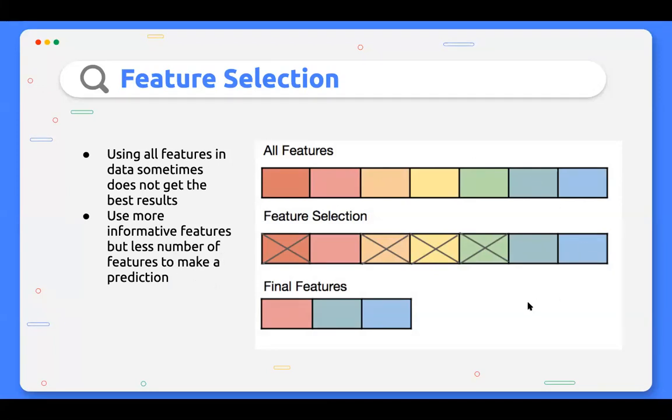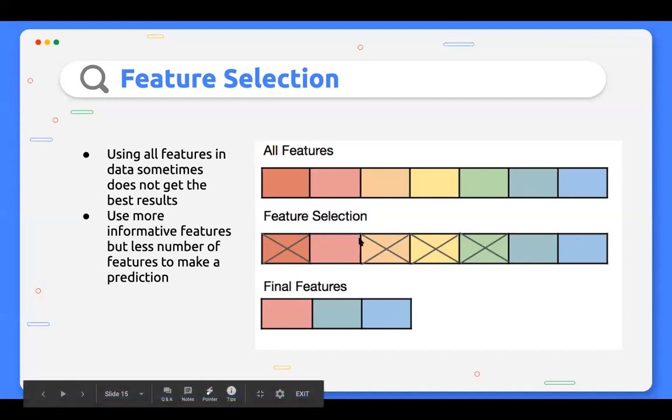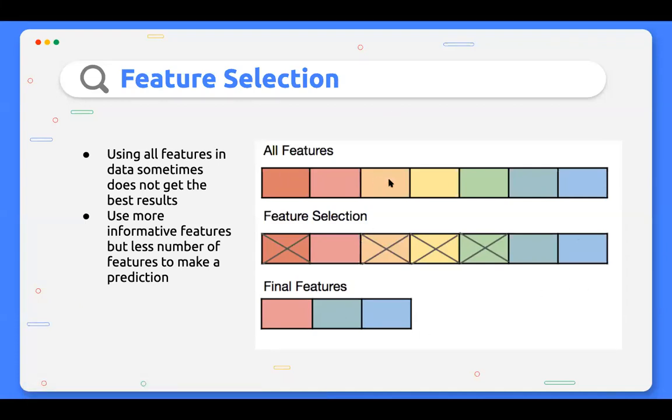So if we pretend the diagram on the right is our data, we have features on the top. If we talk about our heart disease prediction from last time, this could be your age, this one could be your gender, and this one could be your BMI and so on. So not all of these would be informative for our prediction.